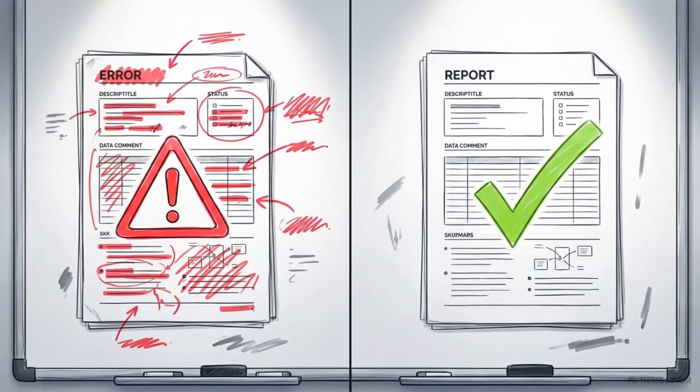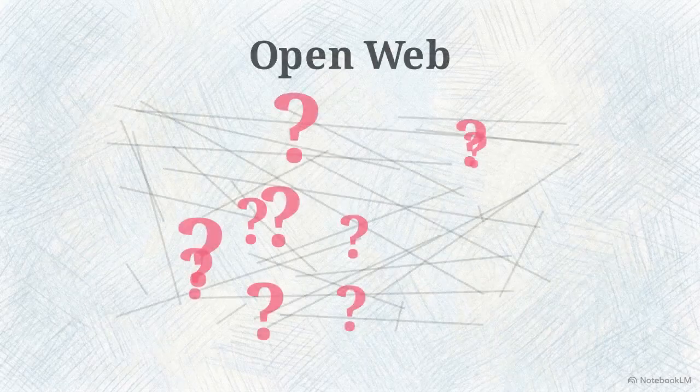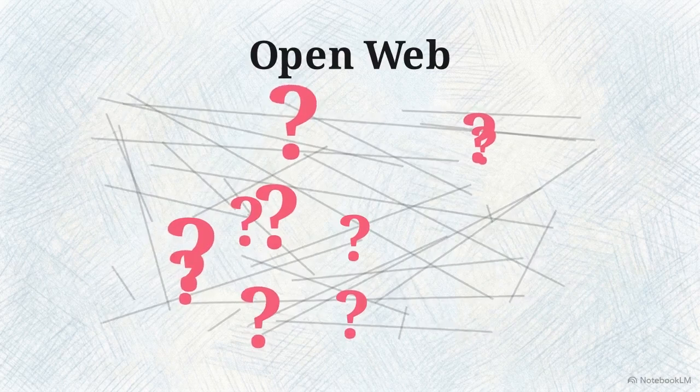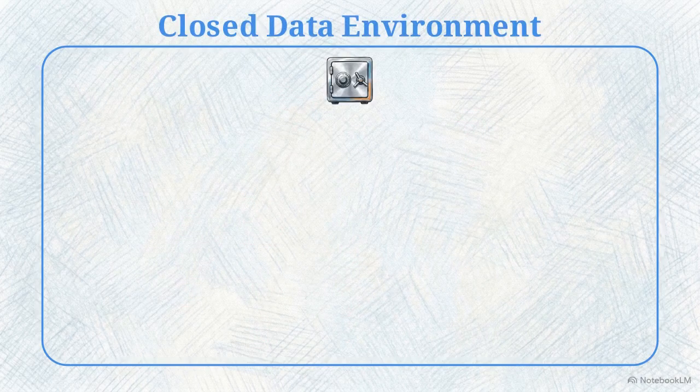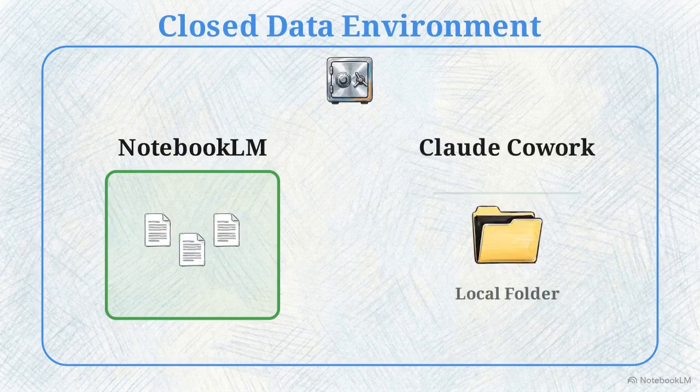This third workflow is designed to minimize the risk of AI hallucinations when you need to analyze massive, dense files, like a 400-page IPO prospectus. Searching the open web for specific data is often unreliable. For high-stakes research, you need a closed data environment. You isolate your data by uploading PDFs into a tool like NotebookLM, or by using Claude Cowork to analyze documents within a local folder on your computer.